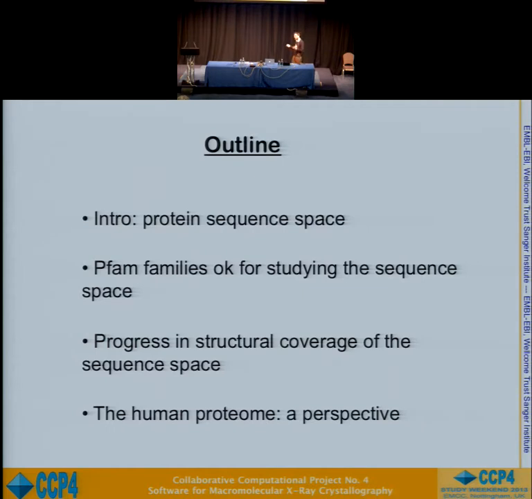So again, the question we have is how far are we in covering the sequence space? So I'll try to show you that PFAM families cover a significant portion of what is relevant of UniProt, of what we use for the sequence space. And then we can use PFAM families to ask the question how many of them are structurally covered. Then I'll go to actually that part.